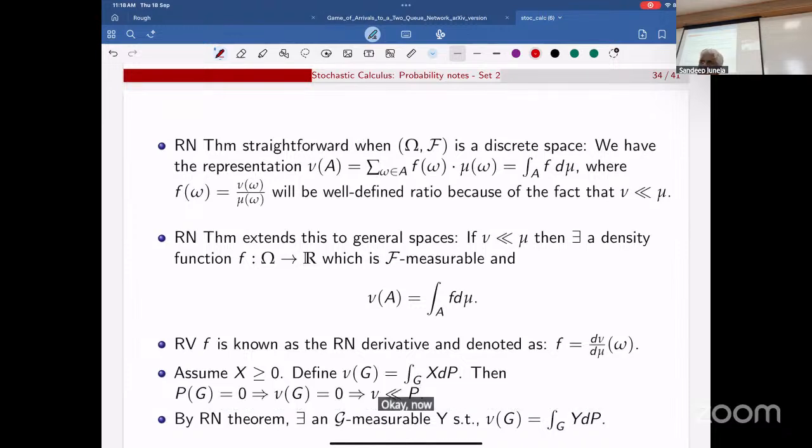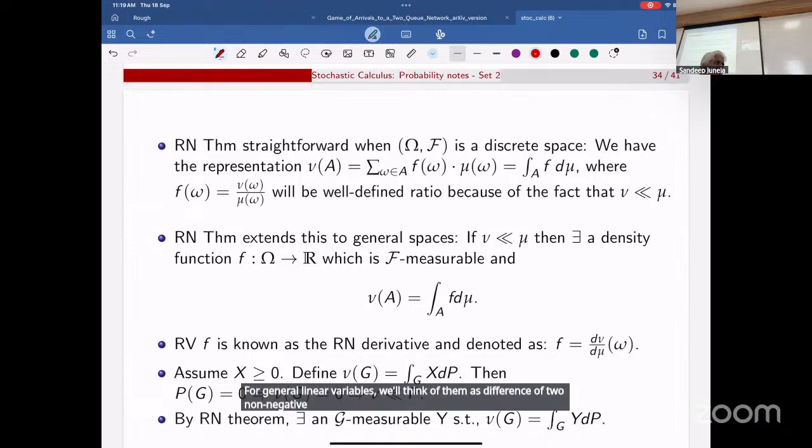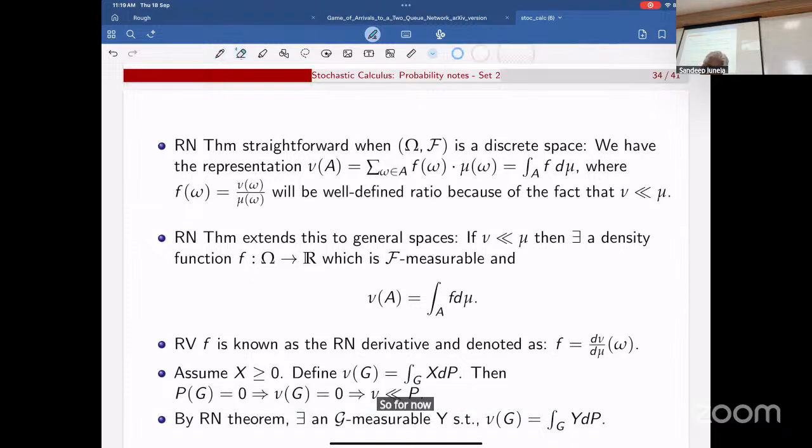Okay, now we come to our problem. We want to define conditional expectation. We want to say that the conditional expectation exists. And let's just do this for any random variable X. Let's do it for a non-negative random variable. For general random variables, we'll think of them as the difference of two non-negative variables, and we'll be able to extend the argument. So for now, assume that X is non-negative, integral of X dP.